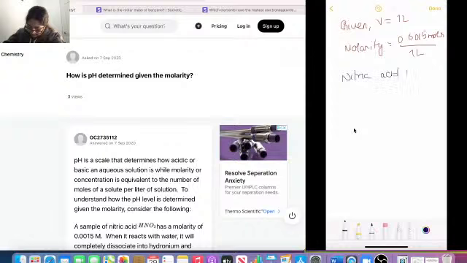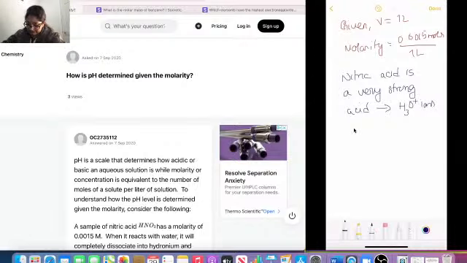Nitric acid is a very strong acid, so it would completely dissociate into H3O+ hydronium ions. Therefore, whatever the initial concentration of the nitric acid is, that would be the concentration of H3O+. So we are basically saying the nitric acid becomes H3O+ ions.